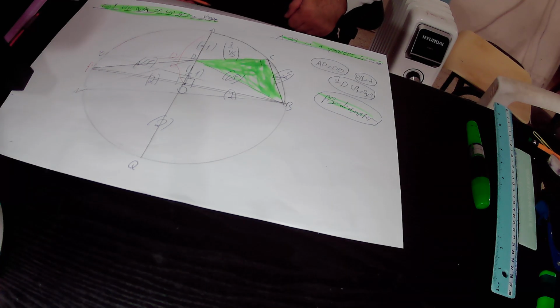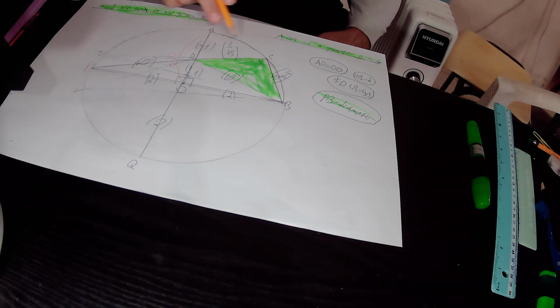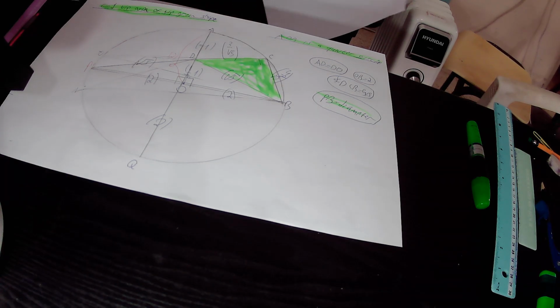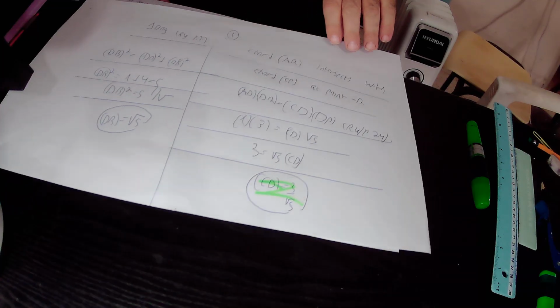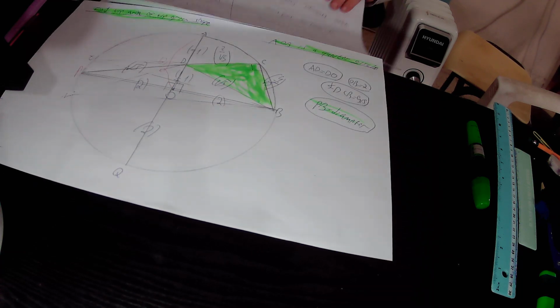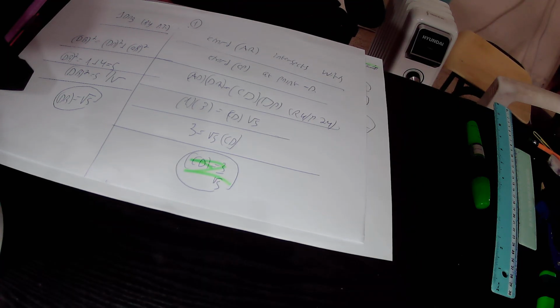So here we can implement rule 24. Here, chord AQ intersects with chord CP at point D. Again, chord AQ intersects with chord CP at point D. So all the requirements of rule 24 are satisfied, and therefore we can implement rule 24 here.